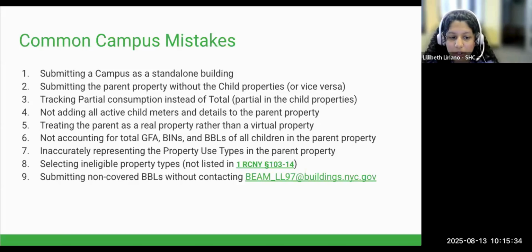Number 6, not accounting for the gross floor area, the BINs, the BBLs of all the children in the parents. That's also very important. The gross floor area from the child properties should add up and be represented at the parent. Make sure all the BINs and BBLs from the children are also listed at the parent. 7 and 8 tie together. Make sure that you use one of the 60 eligible use types, property types, that are listed in the rules, and that whatever you put in the child properties, again, you want to represent it also in the parent.